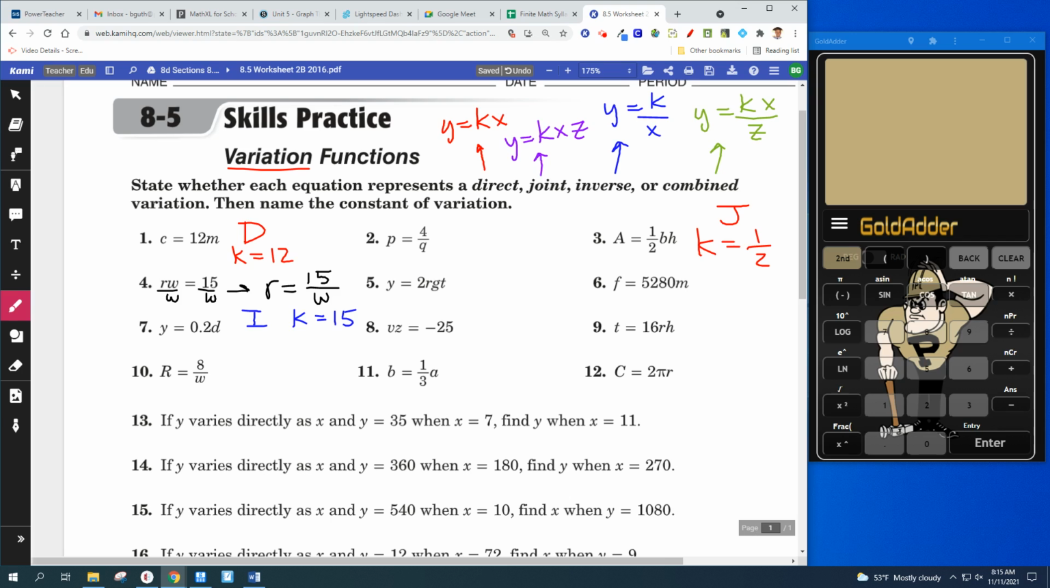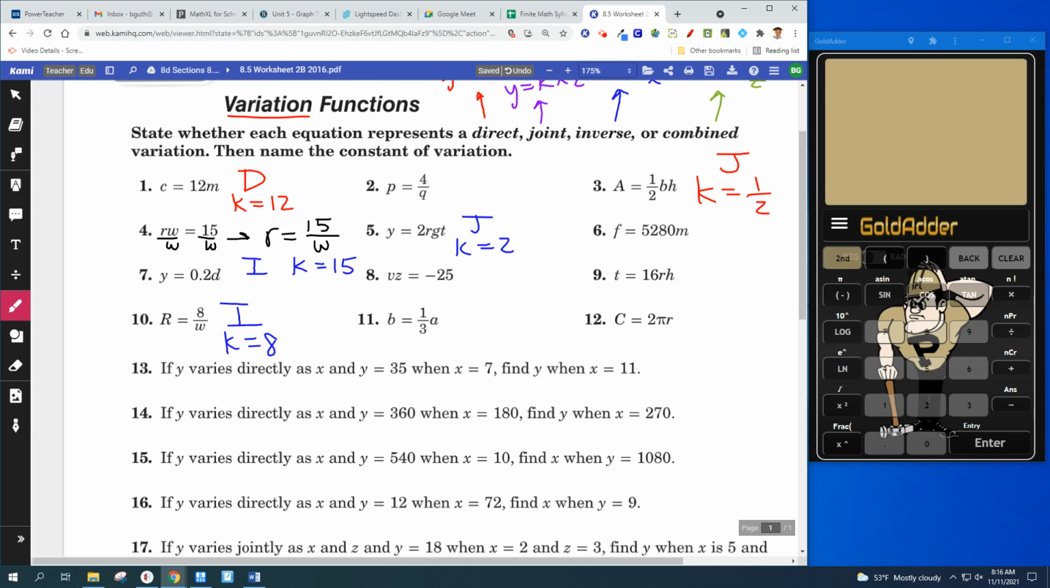Okay. So do we see any that are combined on here? Nope. I don't see any that are combined, but you're going to have direct, you're going to have joint, you're going to have inverse. Find me another joint variation. 5 is joint variation, yes. 5 is joint variation with k equal 2. Find me another inverse variation. 11 is direct. 10 is joint, or 10 is what? Inverse. 10 is inverse variation with k equal to 8. All right. So you can finish those up. Please wait until we're done because we're going to get to the harder problems now.